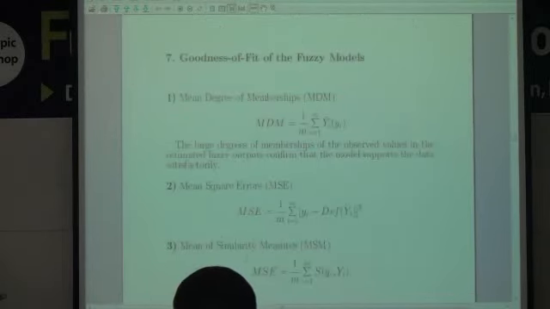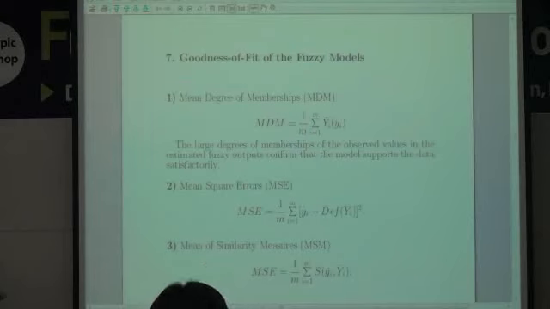But for evaluating the goodness of fit of the models, we have several goodness of fit criteria. For example, the first one is the mean degree of membership. Mean degree of membership is suitable for models with crisp observed independent variables, and we define this criterion for evaluating the model in cases when the observations of the dependent variables are crisp. Mean square error: we may use a similar MSE as is used in statistical modeling. We defuzzify the outputs based on the model and compare them with the observed value. Although I think it is not a very good criterion.